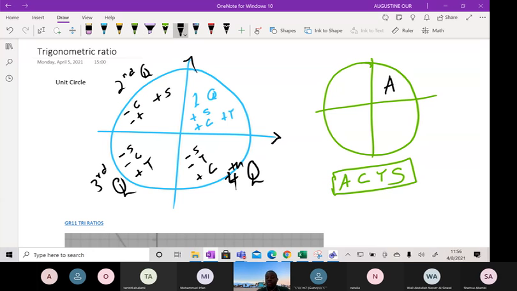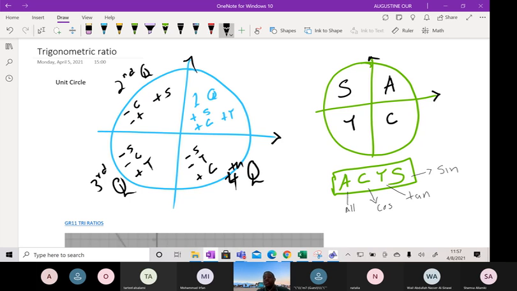Here, everything, all is positive. Here, cos is positive. Sin is positive here. After C, we go to T. T is positive, then here sin is positive. Is that okay? So you go anticlockwise to apply the formula ACTS. This one is for all, this one is for cos, this one is for tan, this one is for sin. Is that okay?